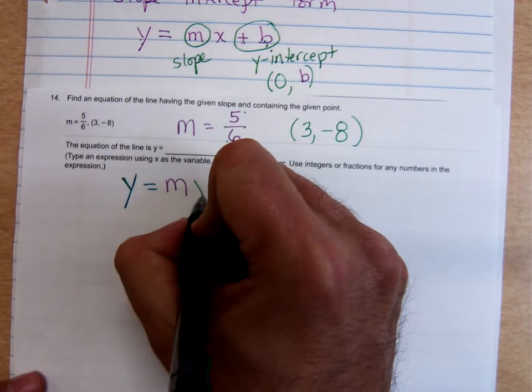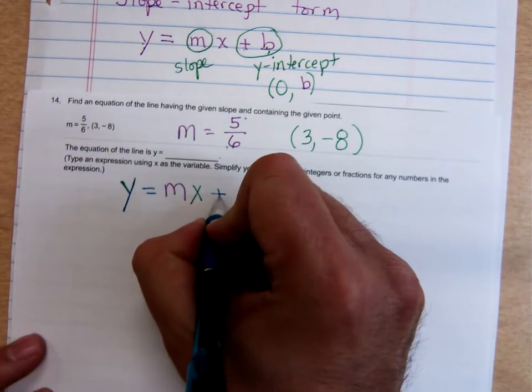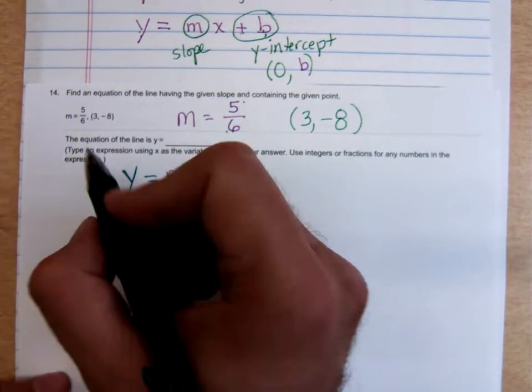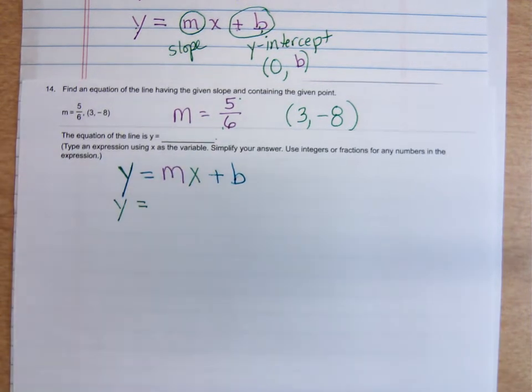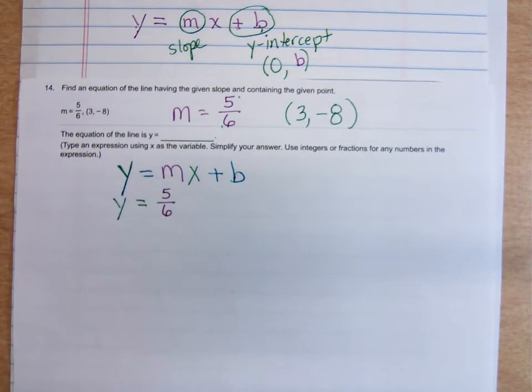y = mx + b. Well, to get started, it's not too difficult. Just plug 5/6 in for m. The thing that's going to be a little bit more involved is plugging in x and y. Why am I saying that?